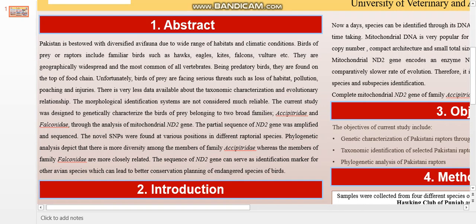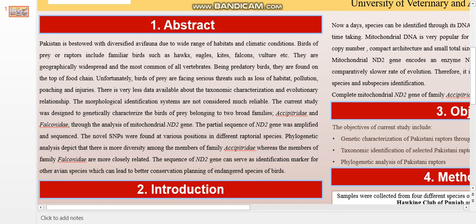As far as their characterization and identification is concerned, there is very little data available, and they are identified only on the morphological basis, which is not considered very reliable. The current study was designed to genetically characterize the birds of prey. The study includes the two broad families, that is Accipitridae and Falconidae, and we used the mitochondrial ND2 gene for their molecular characterization. At the end of the study, the partial sequence of ND2 gene for the selected members of these two families were sequenced, and novel SNPs were found.